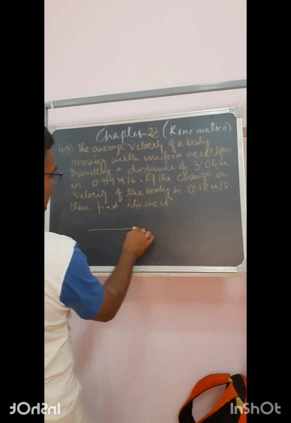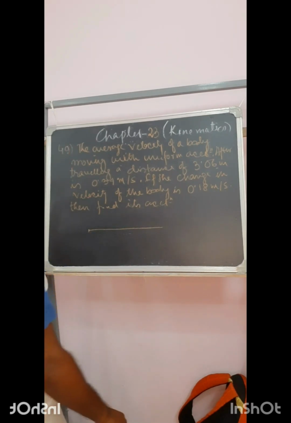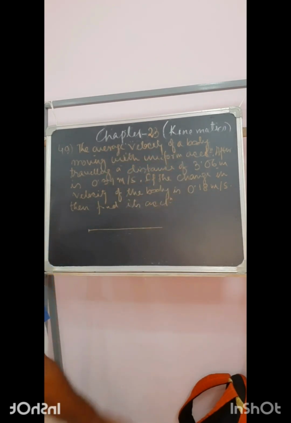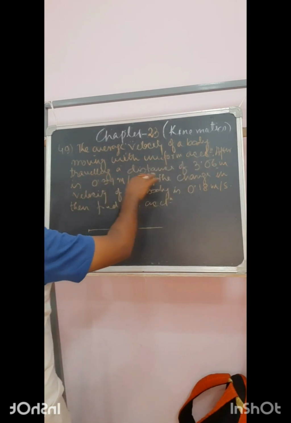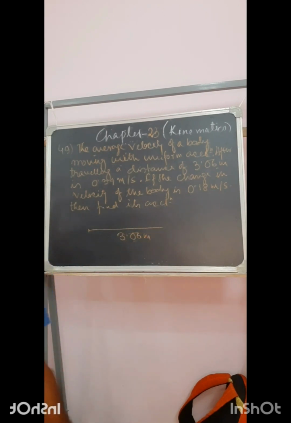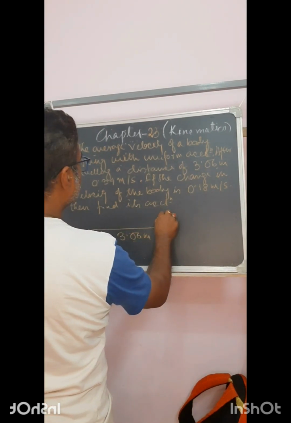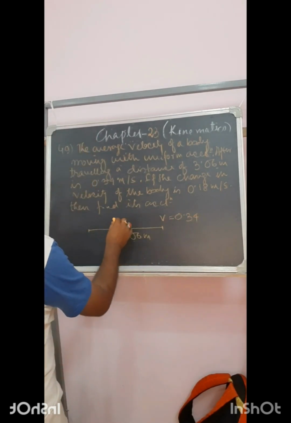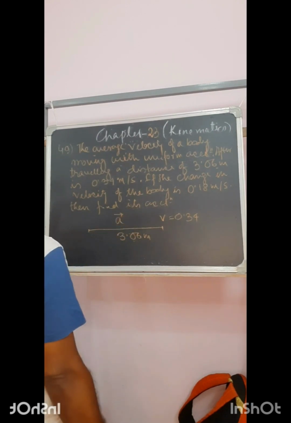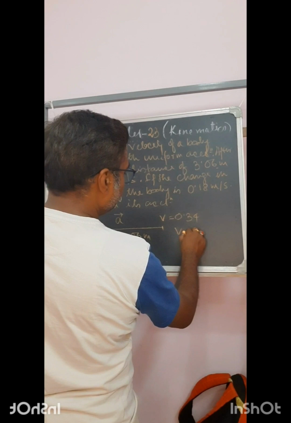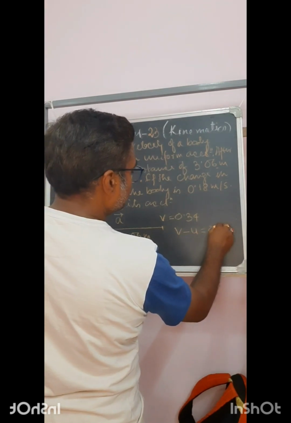That means it is moving in a straight line. Okay. So average velocity of body moving with uniform acceleration after traveling a distance of 3.06 meter. It is attaining a velocity. Let's say this velocity is v, and let's say the uniform acceleration is a. There must be some initial velocity u. If the change in the velocity, so means v minus u, change in velocity is 0.18.